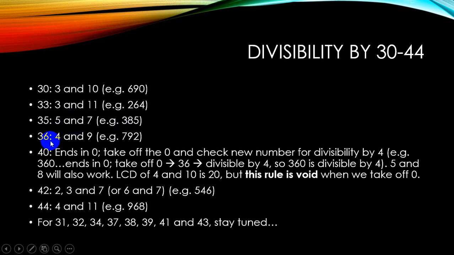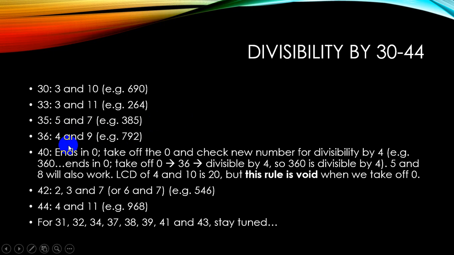36, you look for divisibility by 4 and 9. So 792, well, look at the last two digits for 4. 92 is 4 times 23, evenly divisible by 4, check. 7 plus 9 plus 2 gives you 18. That makes it divisible by 9. So therefore, 792 is divisible by 36.